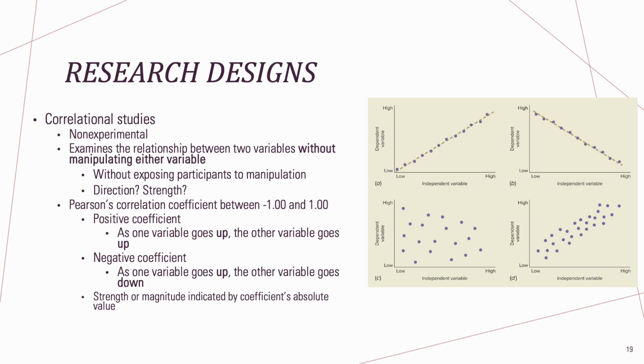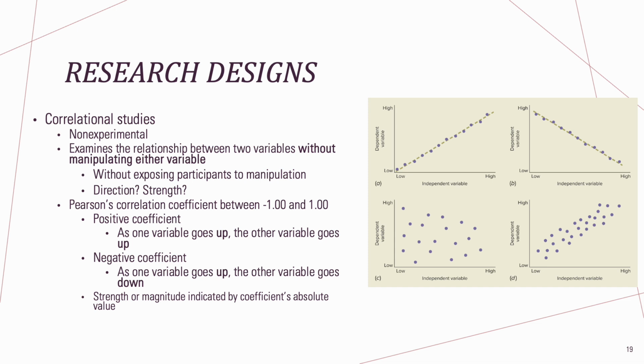So we also have correlational studies, and these are often non-experimental because we are typically examining the relationship between two variables without manipulating either variable. In terms of ethics, the reason why we might want to look at a correlational study is because sometimes it's not ethical to subject a participant to some sort of manipulation that can be harmful. And so in this case, we might just be looking at the association between things that exist in nature as they are, without any type of manipulation. So that's one strength of using correlational studies.